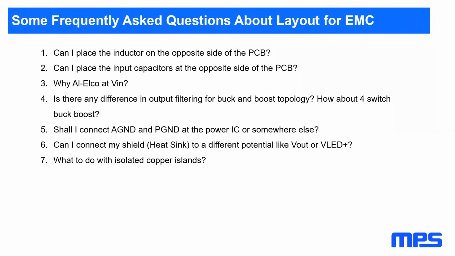Let's have a look at some frequently asked questions about layout for DC-DC converters. One common question is, can I place the inductor on the opposite side of the PCB with respect to my converter IC? In principle, yes, because the inductor current is a continuous waveform with triangular shape, but in fact, it means we will have the noisy switch node on both sides, and whenever we can, you should avoid this. So this is only if it's impossible to do it differently.